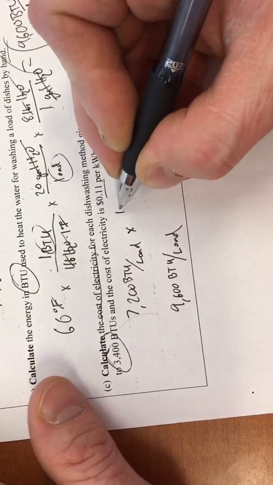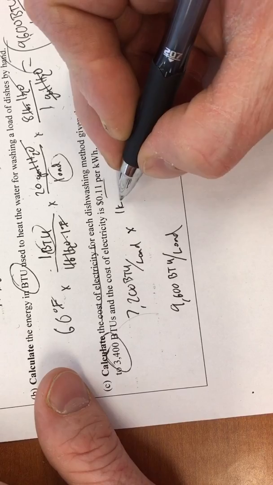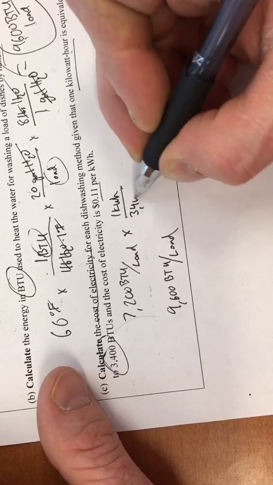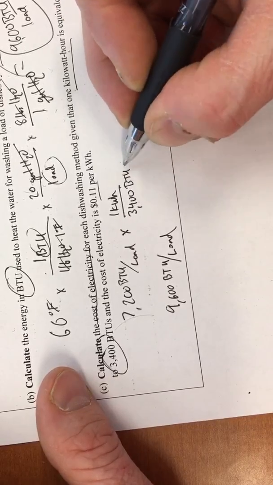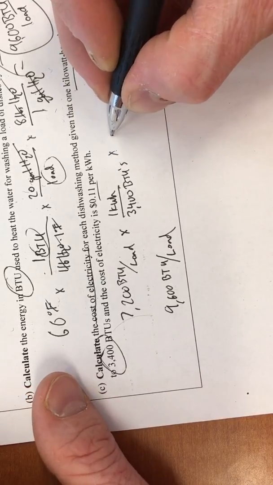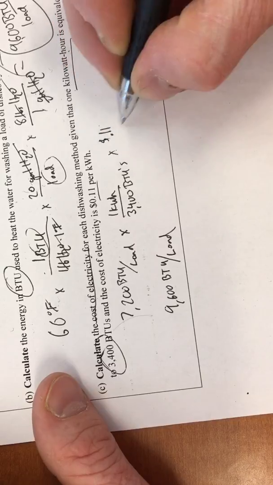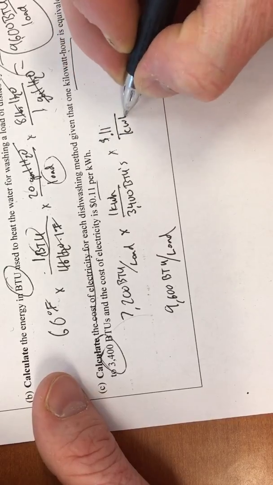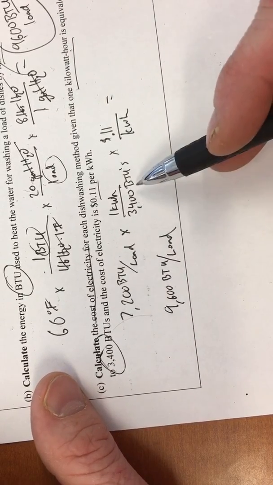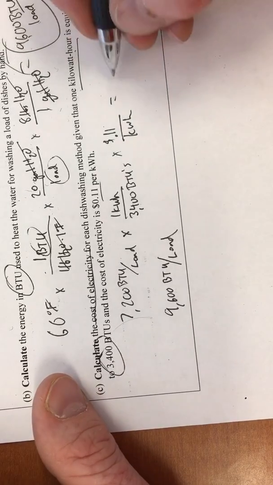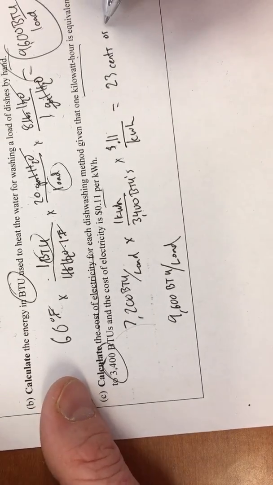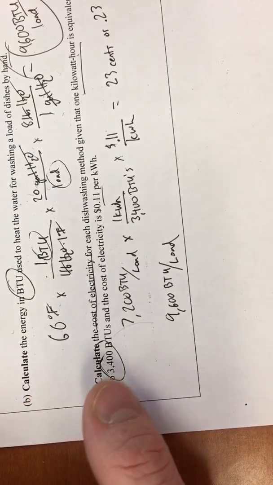And we know that 1 kilowatt hour, as it says here, is equivalent to 3,400 BTUs. And then we also know that the cost of electricity is 11 cents per kilowatt hour. Okay, and when you do 7,200 divided by 3,400 multiplied by 0.11, what you're going to get is 23 cents or 0.23. Okay.